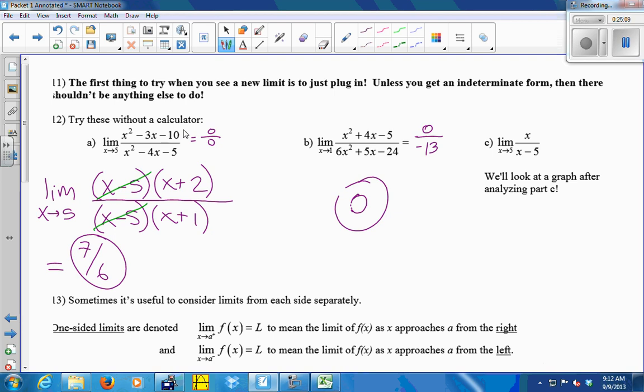So for C, when I plug in 5, what do I get? 5 over 0, right? Which is not the indeterminate form 0 over 0. So we could, but it is undefined, right? So you cannot just plug the 0 in. But we can think about what happens as x gets closer and closer to 5. So the numerator is approaching 5, and the denominator is approaching 0.